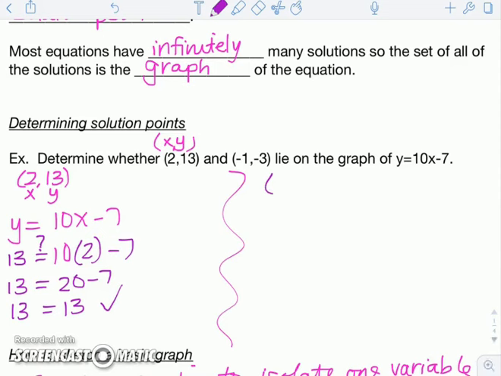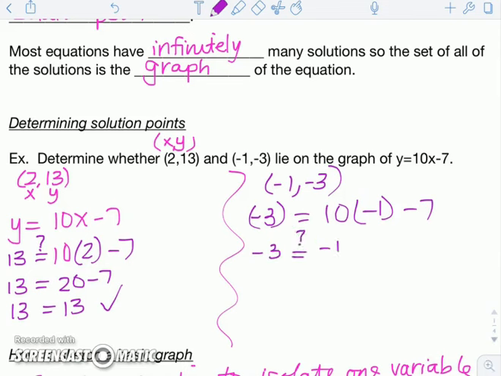Now let me try the same thing for (-1, -3). When I do that, I realize -3 instead of the y is equal to 10 times -1 minus 7. I'm asking myself, is this the case? Is -3 equal to -10 minus 7? And I realize, no, -3 is not equal to -17. This is not a solution. If I was going to graph this, it looks something like this. (-1, -3) would not fall on it, but (2, 13) would fall on the graph. That's all that I'm saying here.